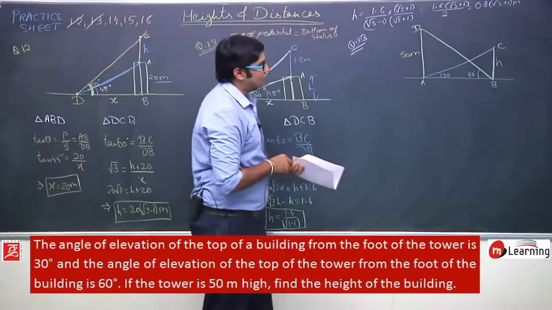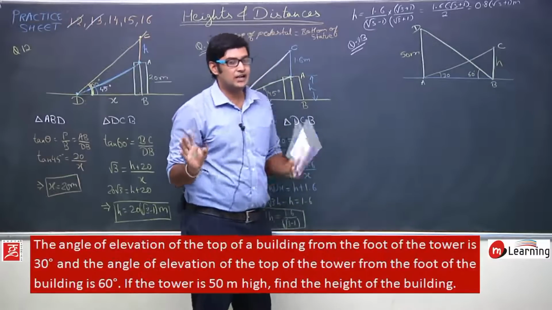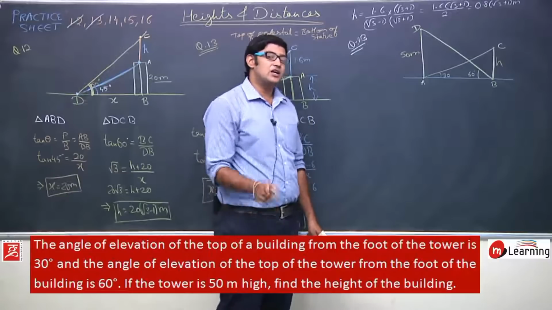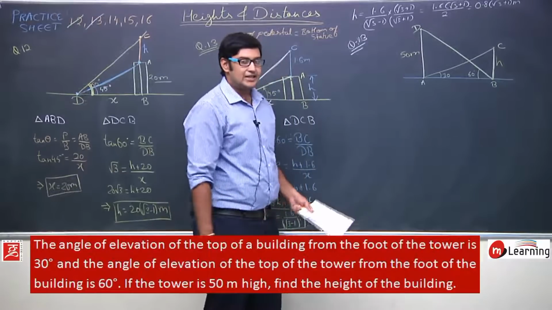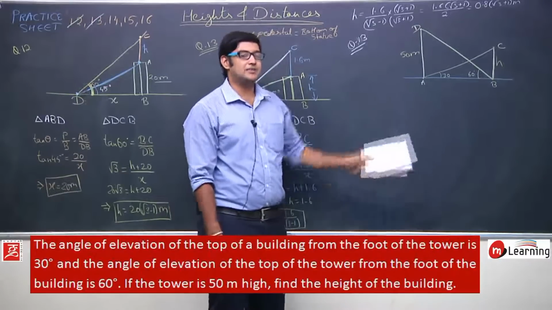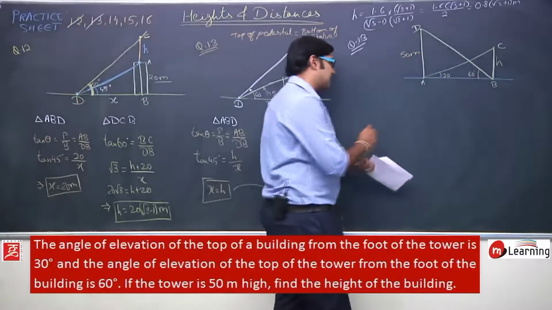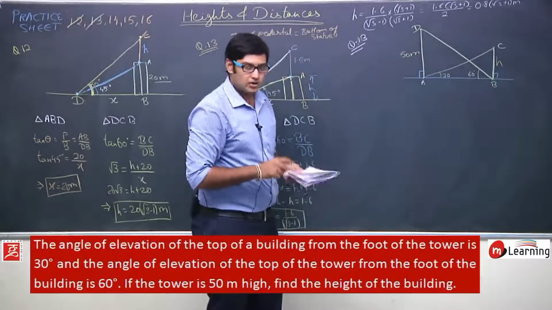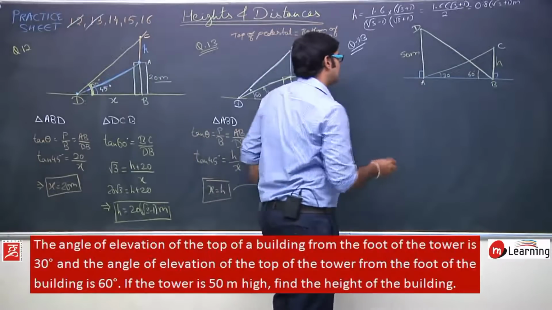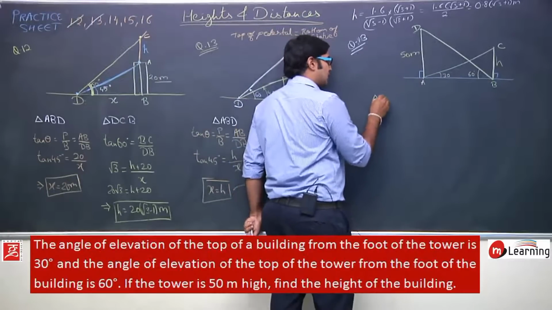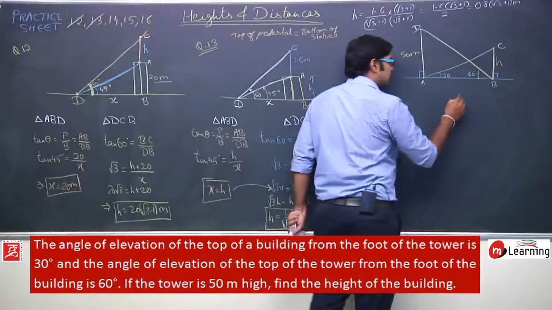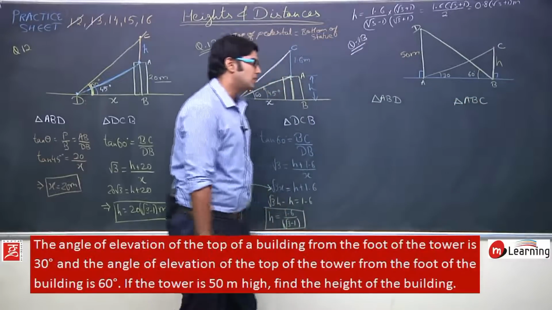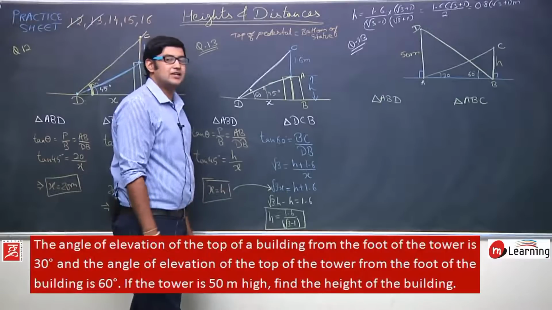So how to measure the height? First we have identified the diagram, we have identified the unknown quantity. Now identify the right angle triangles. The tower is vertical as well as the building is vertical. Definitely these two angles are 90 degrees, because both are vertical. So here I can see two triangles. One triangle is ABC and the other triangle is ABD.